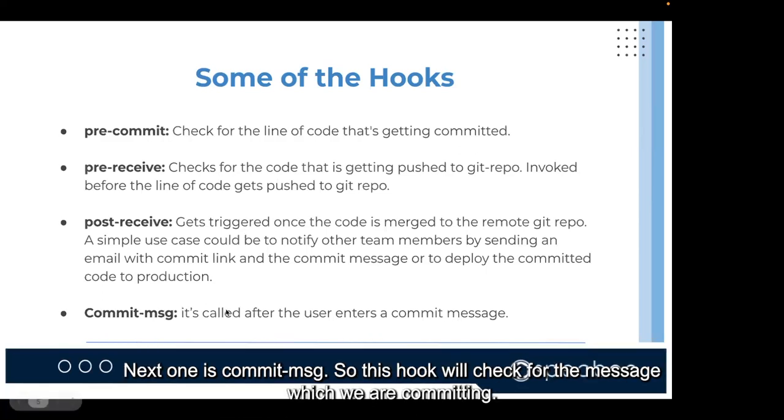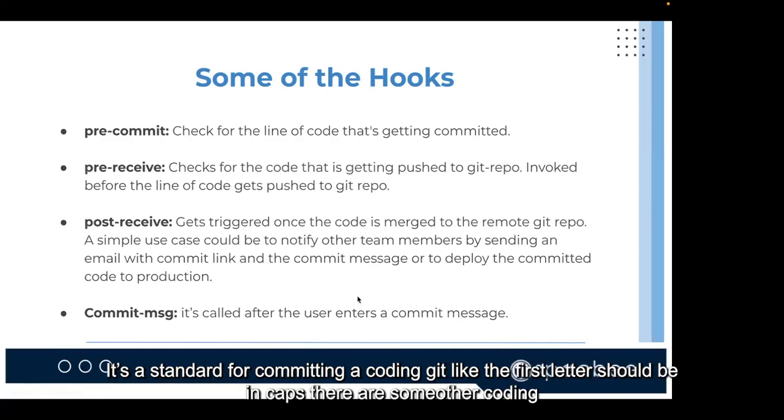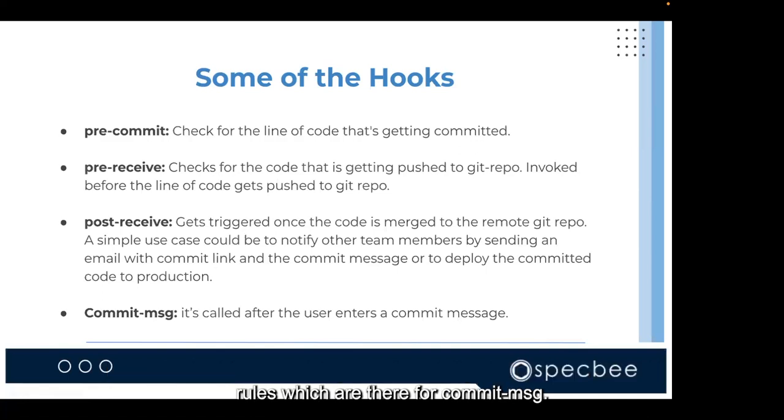The next one is the commit message. This hook will check the message which we are committing. There is a standard for committing code in Git, meaning the first letter should be in caps. Likewise, there are some other rules already defined for a commit message. For that, the commit message hook will help us.